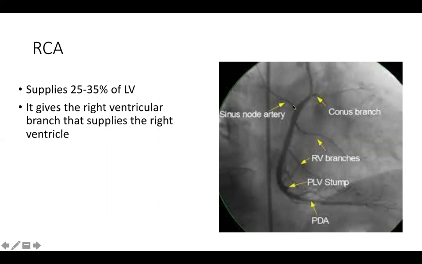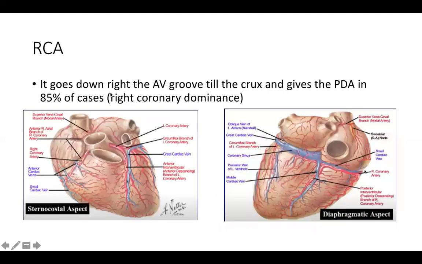It gives the sinus node artery in 60% of the cases, the LCX in 40%. It gives the RV branches. So the right coronary artery is the one that supplies the right ventricle, and it gives the posterior descending artery in 85% of the cases. The right coronary supplies 25 to 35% of the left ventricle.